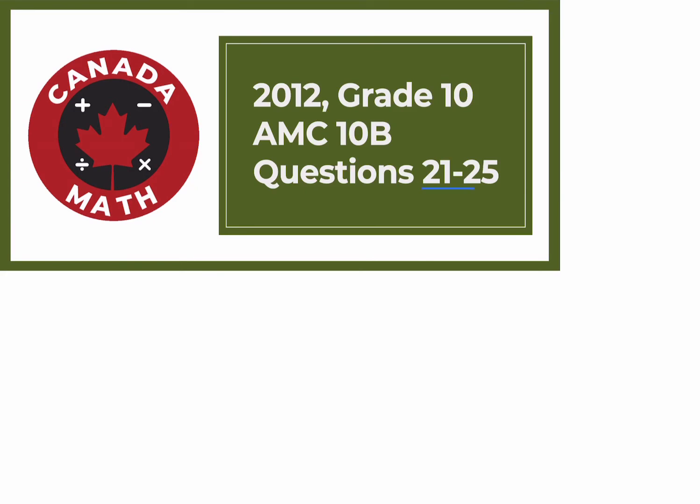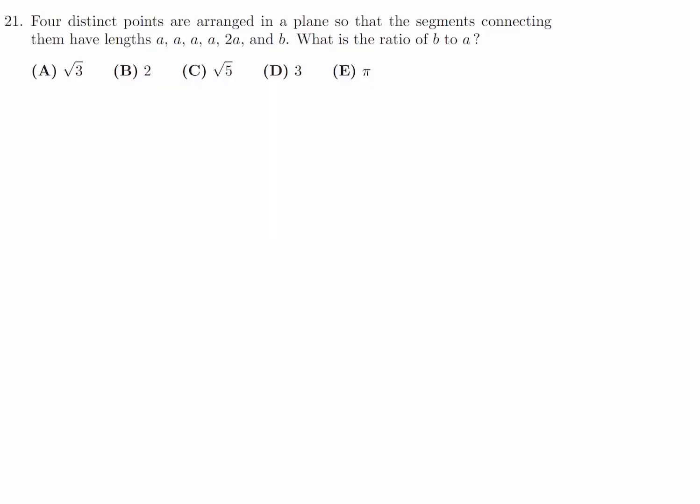Questions 21 through 25 on the 2012 Grade 10 AMC 10B. 4 distinct points are arranged in a plane so that segments connecting them have lengths A, 2A, and B. What is the ratio of B to A?